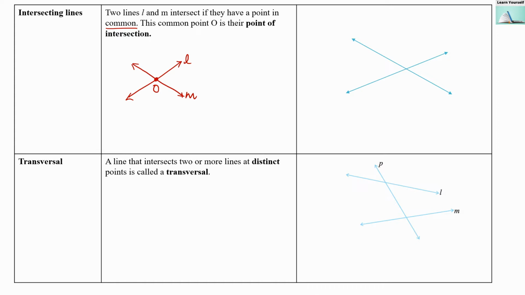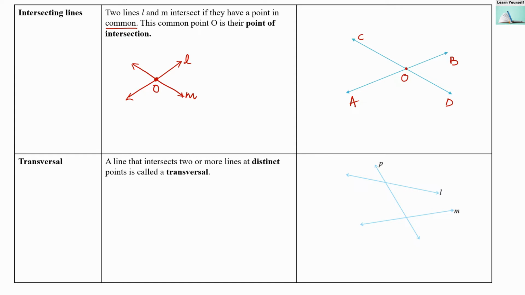Here you can see that line AB and line CD, they both are intersecting at one distinct point, and that is point O. Now this point O is the point of intersection, and these two lines are intersecting with each other at one distinct point. So these lines are called intersecting lines.